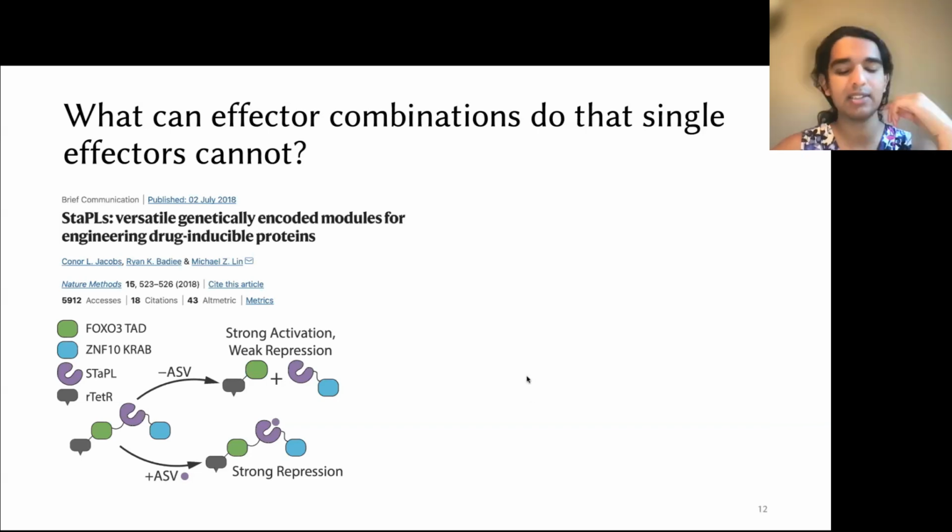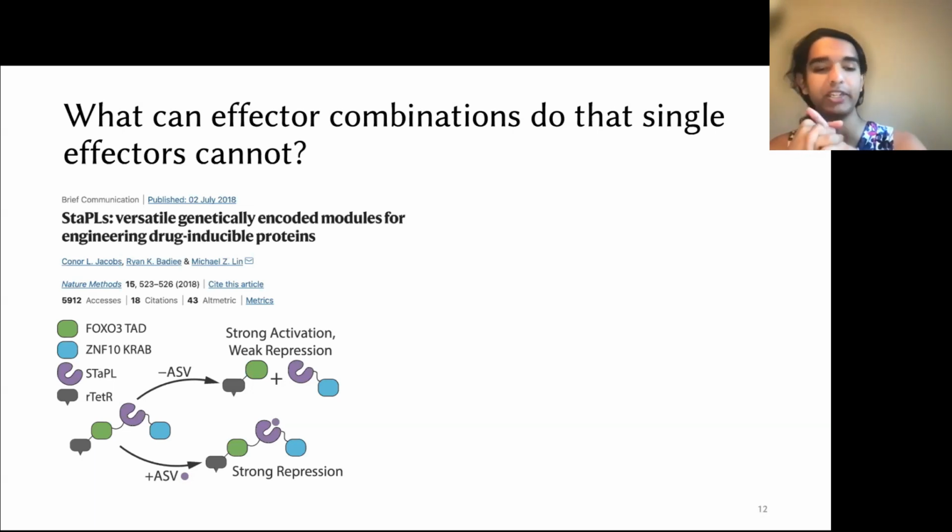And the idea here is the STAPLE domain is basically a protease with its cleavage site right next to it. So in the absence of a drug, ASV, it cleaves itself off along with the ZNF10 crab domain, and you should get just a DNA binding domain with the dual functional FOXO3 TAD. But then you can stabilize that linker with ASV, and you would get FOXO3 with this little thing in the middle, and then the ZNF10 strong repressing crab domain. And our hope was, without ASV, the STAPLE TF should look just like FOXO3, and with ASV, it should look just like crab.